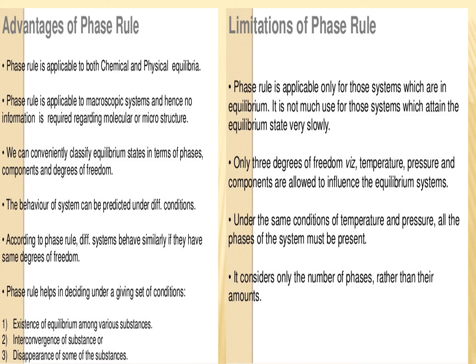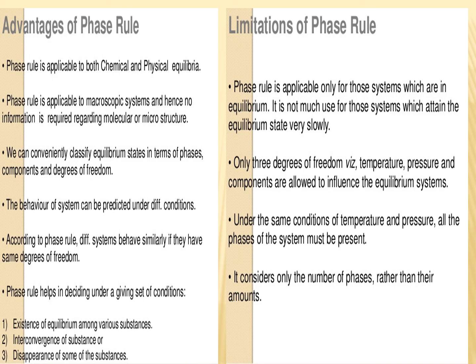So, some limitations of phase rule. Phase rule is applicable only for those systems which are in equilibrium. So phase rule is only applicable for equilibrium systems. It is not of much use for those systems which attain the equilibrium state very slowly.